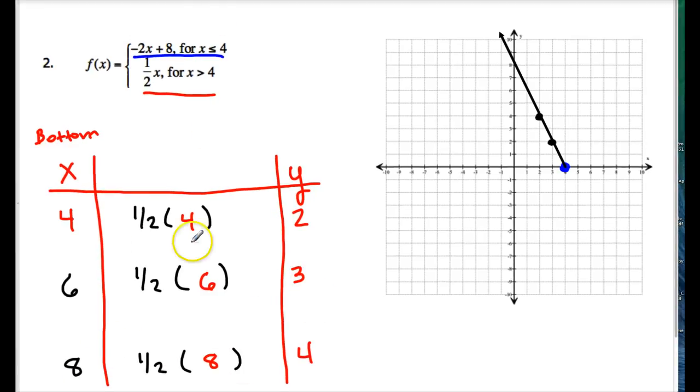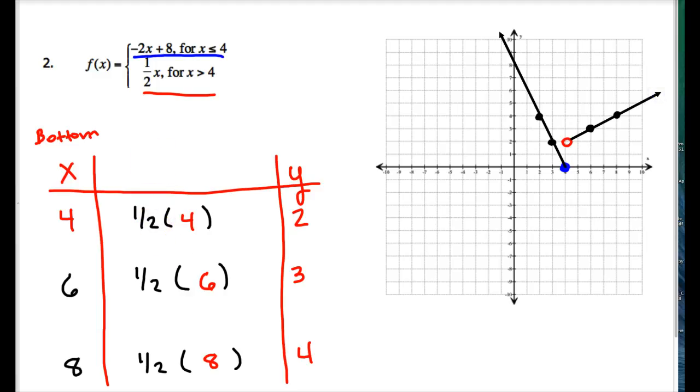So I'm going to plot (4, 2). It's a boundary point, and this says x is greater than 4. So again, I have to use a hollow dot when I graph (4, 2). Okay, so (4, 2) is going to be right there, hollow dot. And then my other two, (6, 3) would be there, and then (8, 4) would be there. Okay, and then I'll connect those, and that's what this function looks like.